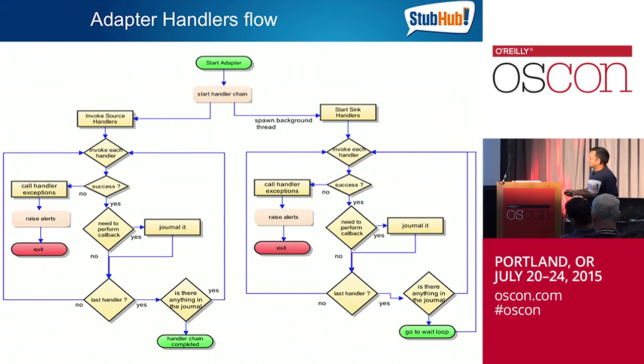So what the handler chain framework does, again, this is part of the framework code, for each handler that it runs, it invokes the handler. Obviously, if it's a failure, it's going to handle exceptions and raise the alerts and exit from there, right? This is another capability not to be taken lightly: the ability to raise alerts to people that need to know when things have failed.